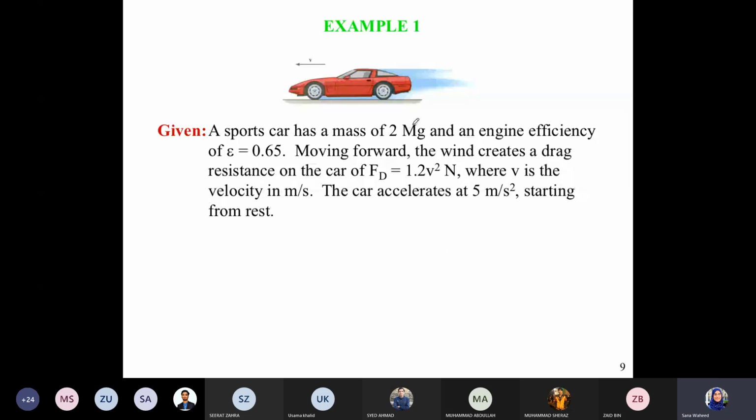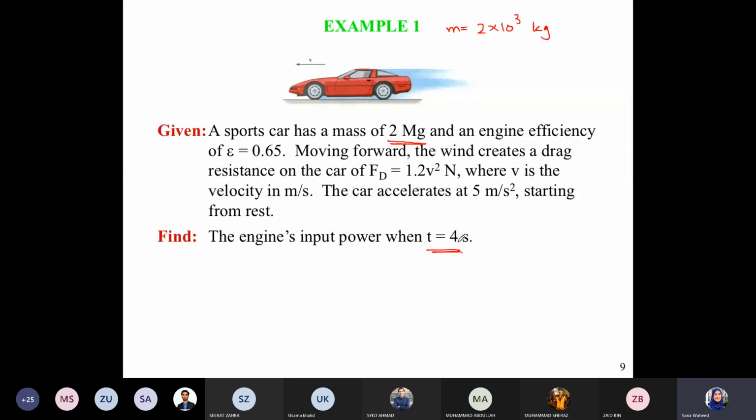So there's a sports car which has a mass of two megagrams. That is 2 times 10 to the power 3 kg. That's its mass, 2 times 10 to the power of 6 grams, but remember that the SI unit for mass is kg, so I need it in kg. And then engine efficiency, epsilon of 0.65. Moving forward, the wind creates a drag resistance on the car of FD, drag force, 1.2 V squared, where V is the speed of the sports car, the magnitude of the velocity, in meters per second. The car accelerates at 5 m/s² starting from rest. So what do we want to find? We want to find the engine's input power when t equals 4. So just at this instant, we want to find what the power is.